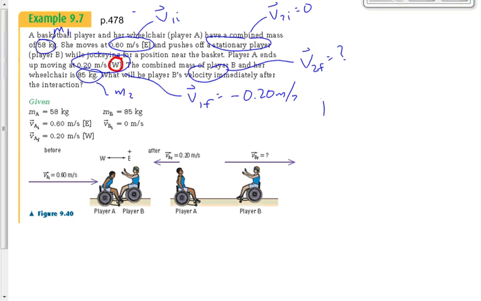So PI is equal to PF. How many objects did we have before this collision took place? 2. So let's go 2 objects, 2 terms: M1 V1I plus M2 V2I. How many objects do we have after? 2. Remember in the last problem, they stuck together, so the term afterwards was MVF. This time, because there are 2 objects afterwards, we're going to say M1 V1F plus M2 V2F.